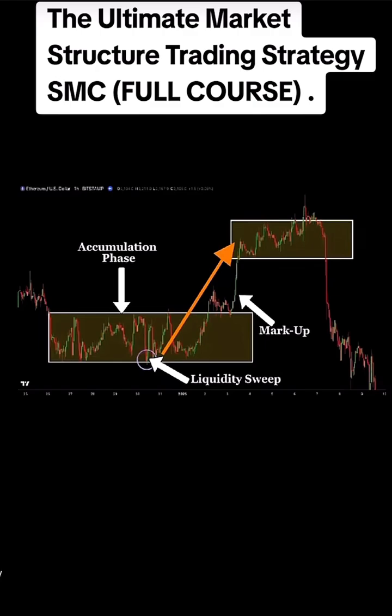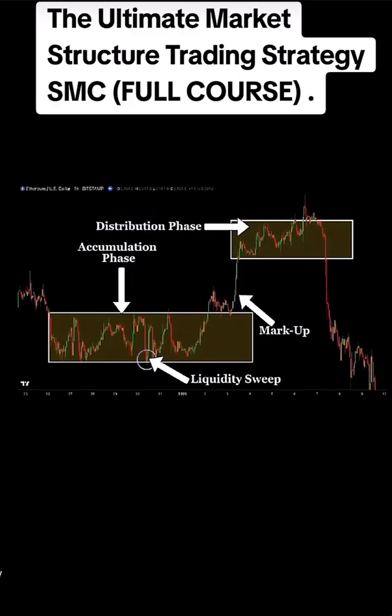This is where buyers take full control of the market, pushing prices higher. The trend is strong, momentum builds, and traders who recognize this phase early can ride the trend with confidence. But trends don't last forever. Eventually, buyers stop pushing higher. Why? Because they start selling their positions to take profits. This leads to the distribution phase.